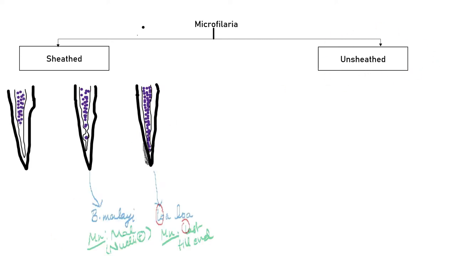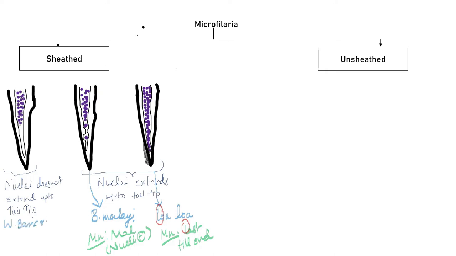Sheathed microfilaria is again divided based on tail end, where nuclei do not extend up to tail tip and where nuclei extend up to tail tip. Sheathed microfilaria where nuclei do not extend up to tail tip is Wuchereria bancrofti. You can remember it as a mnemonic bankrupt, where there is no nuclei at the tail end. In Wuchereria bancrofti, coarse nuclei is present and it is well separated. No nuclei is present at the tail tip and the tail tip is pointed.